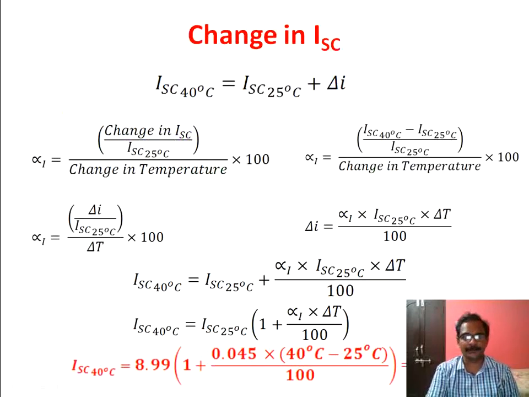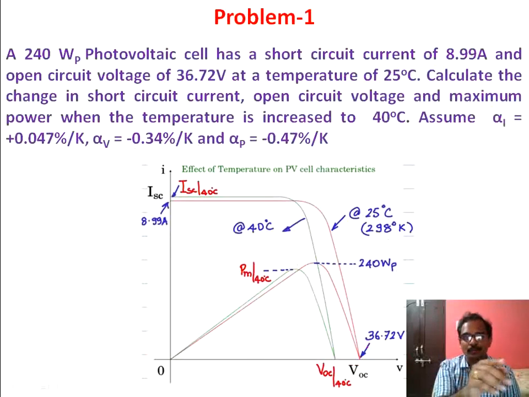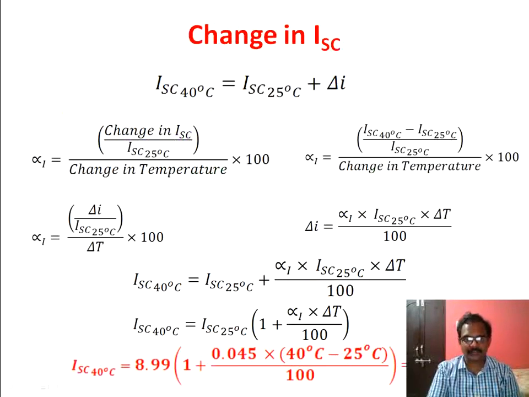For that, we have some formulas, right? Change in ISC, that is ISC at 40 degrees centigrade equals ISC at 25 degrees centigrade into 1 plus alpha I delta T by 100, is the formula we have. So ISC at 40 degrees centigrade we need to find out. What is ISC at 25 degrees centigrade? 8.99 into 1 plus alpha I. What is alpha I? That alpha I we need to take in terms of percentage, because there is a by 100 here. That is 0.047 percentage is nothing but the alpha I, plus.